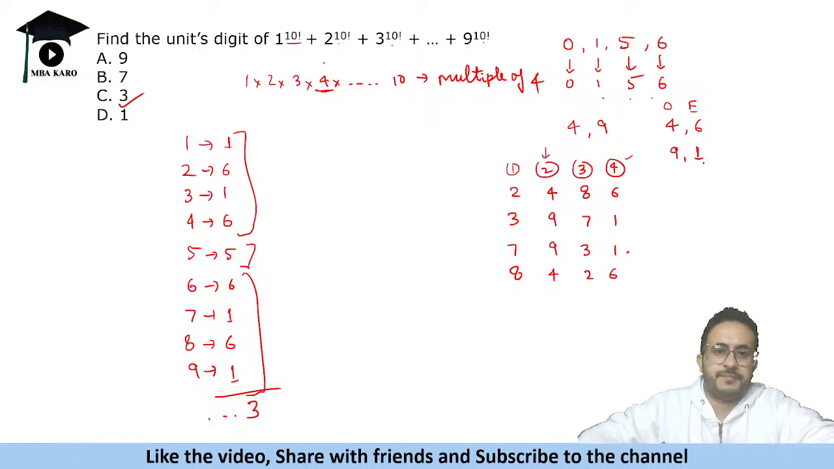So you got it: it's a power of 10 factorial, not a power of 10. So 10 factorial is a multiple of 4. We need to find the fourth power of these numbers, the units digit. Okay, a time consuming thing.